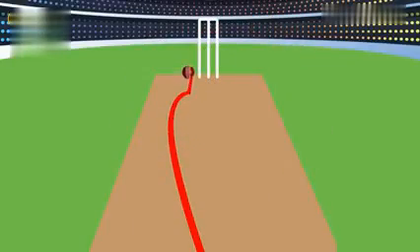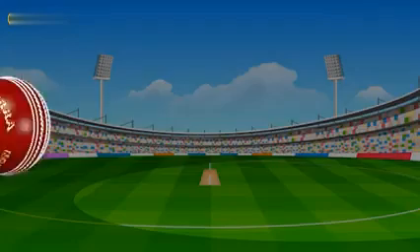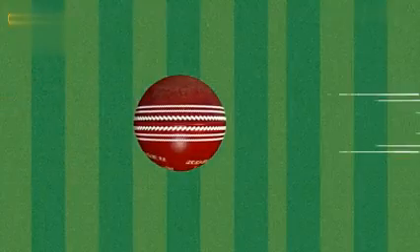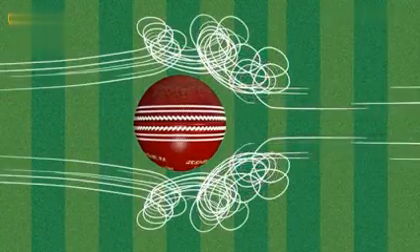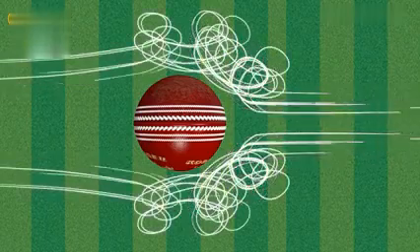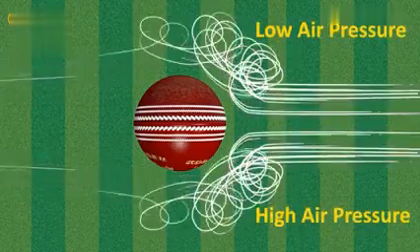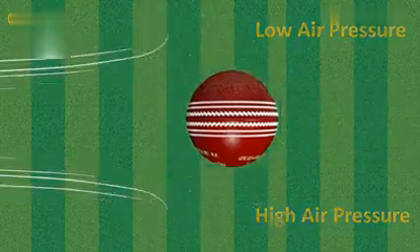There is one other type of swing bowling as well. It is called contrast swing. In this, the direction of the seam is in the direction of the throw. Both the sides will have the turbulent flow, but the turbulence at the rough side will be more, and hence the ball will swing towards the rough side.